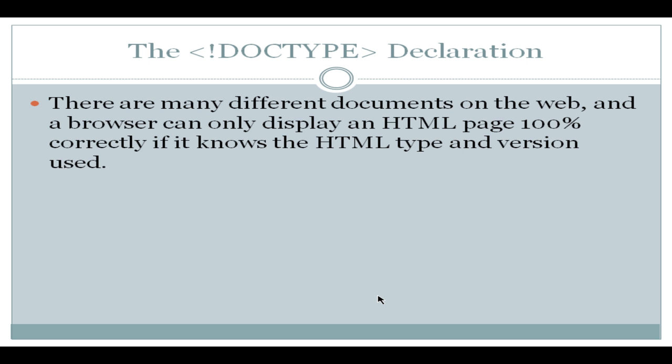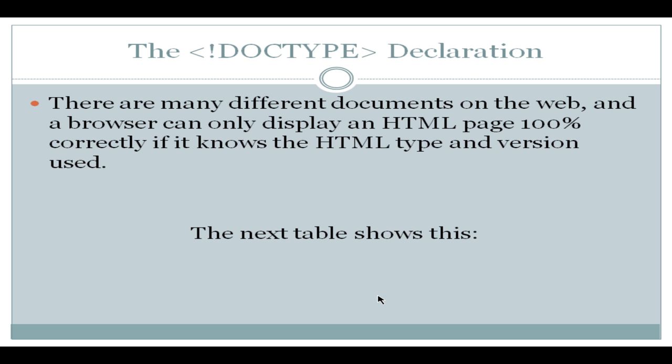So the Doctype declaration. What is the Doctype declaration? Where, as we just said, there are different versions of HTML. So the Doctype declaration helps us identify which version of HTML we're using. And when you use your Doctype declaration in your text editor, it allows your browser, like your Firefox or your Google Chrome or Safari, wherever you're using, to display your HTML document 100% correctly once it knows what HTML type and version you are using.